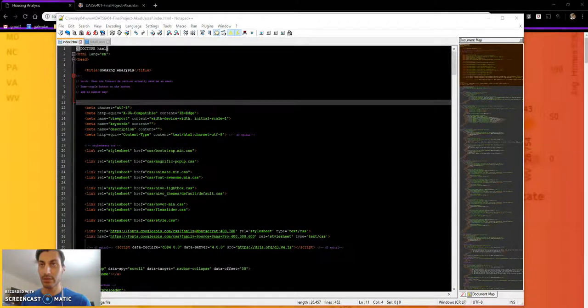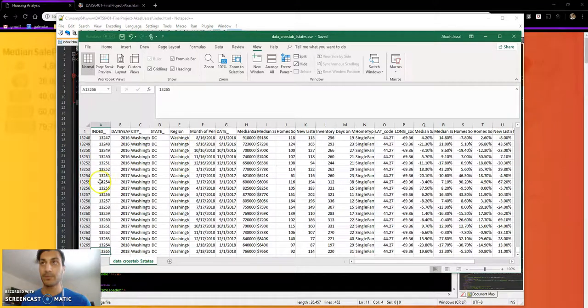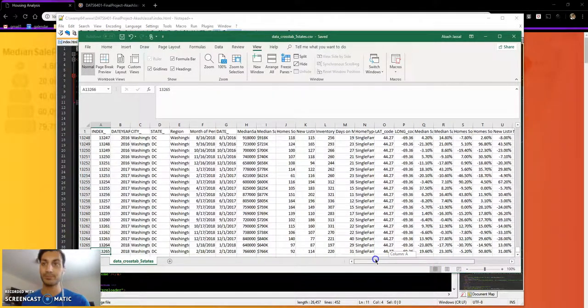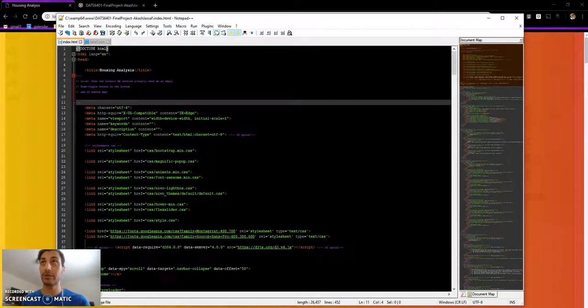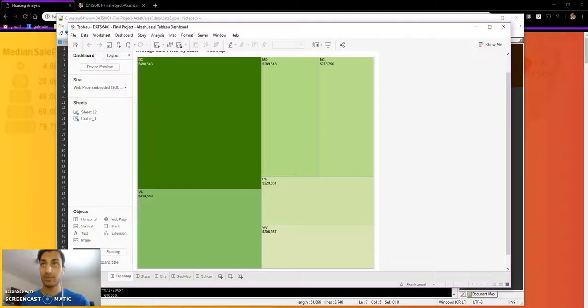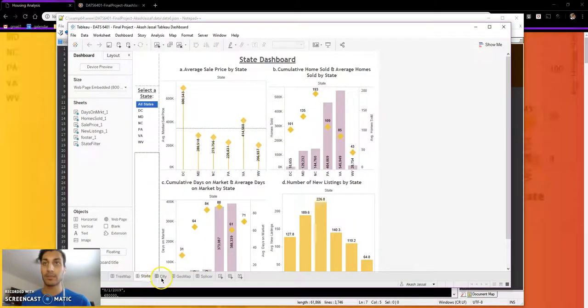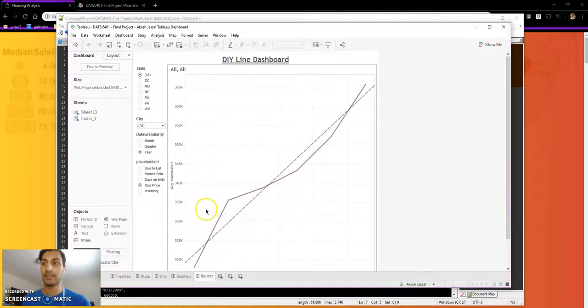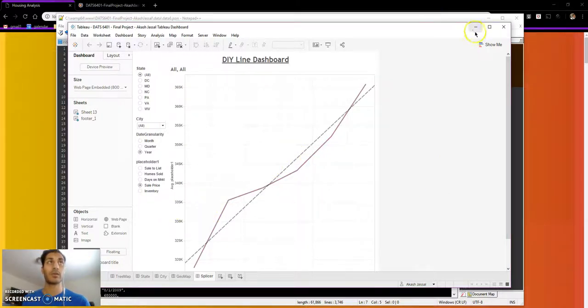As my data source, I did use CSV. You can tell that there are 13,000 rows and almost 27 columns. I also did use JSON for the D3 graphs as well. Lastly, I did use Tableau to create the first several graphs. And I did import that into Tableau Public.